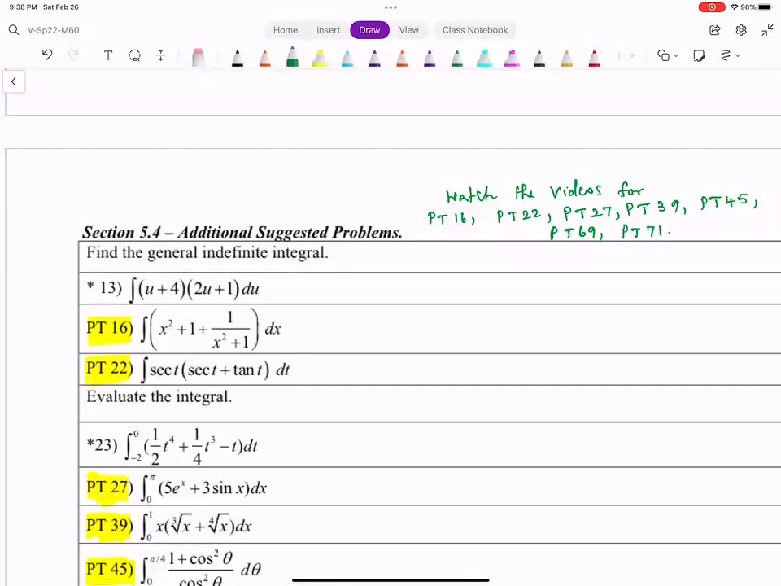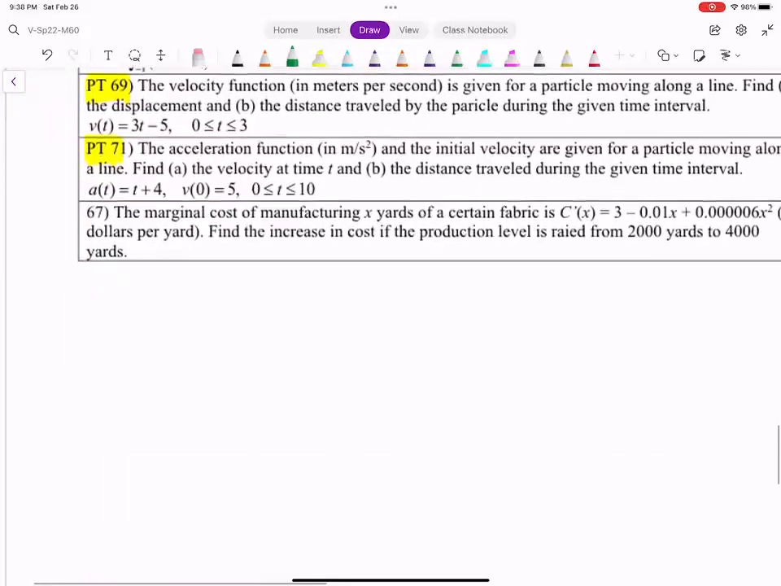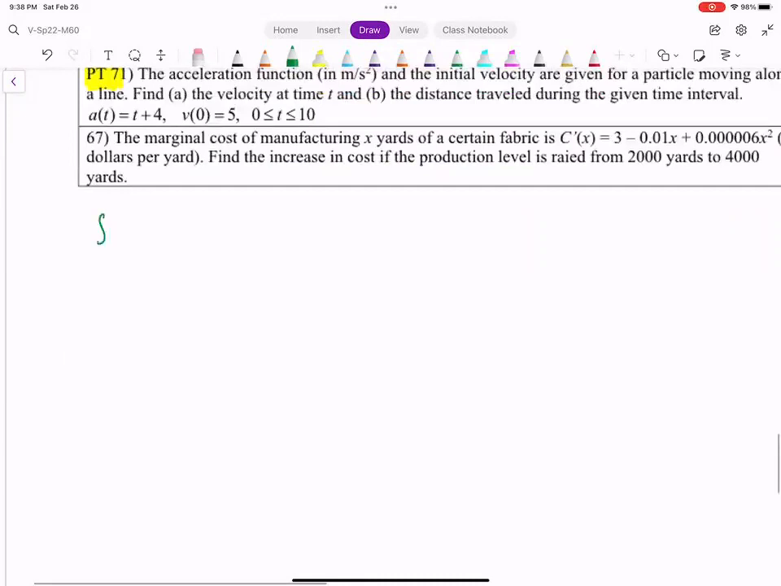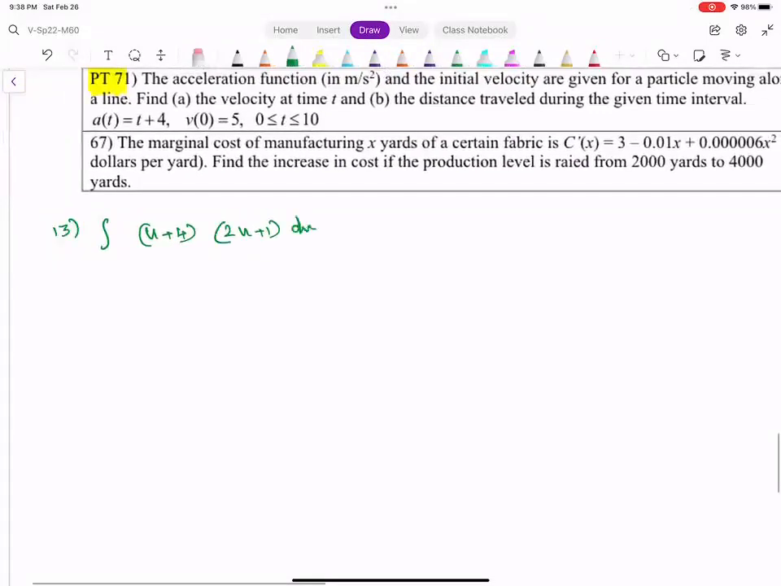So let's try number 13 here. So we'll try the integral of, this is number 13. There's also a homework question. u plus 4 times 2u plus 1 du. What kind of integral is it? Is it definite or indefinite? Yeah, indefinite. As we don't have any lower limit or upper limit here, it is definitely an indefinite integral.